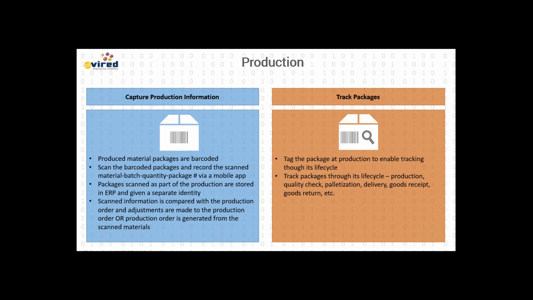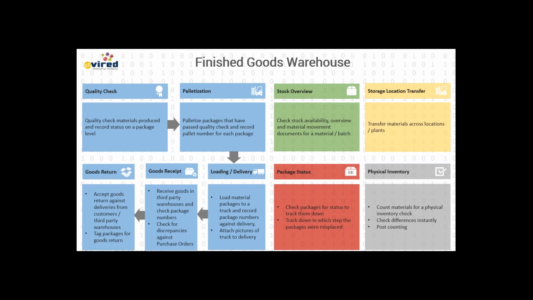One of the most important aspects of tracking the packages is stacking the packages at production, so that you can go through its life cycle or check a package for its quality check, palletization, delivery, goods receipt or goods return, or anything that happens to the package. So the digitization starts with production and then moves to the finished goods warehouse.